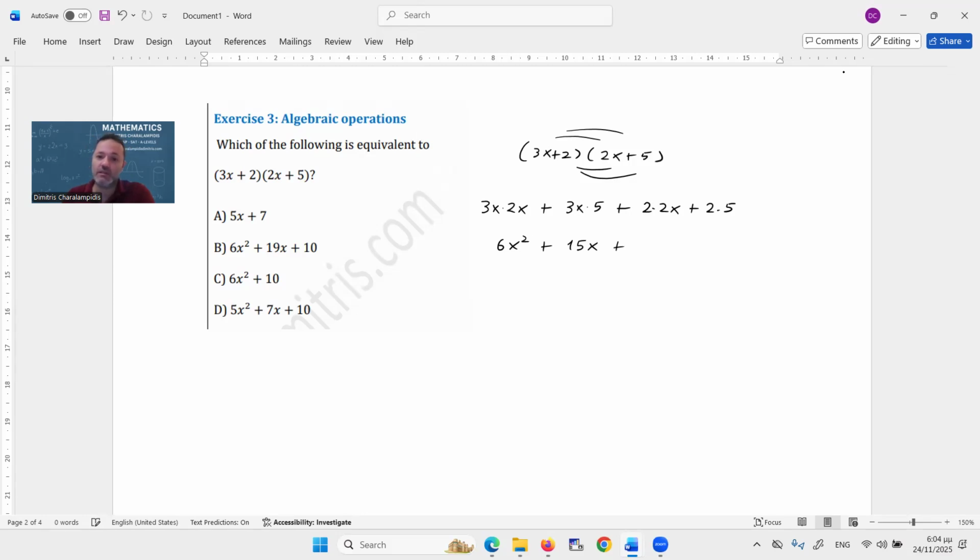2 times 2x is 4x, plus 2 times 5 is 10. Let me simplify a bit. 6x squared plus 19x plus 10, and this obviously makes B the right answer for this question.